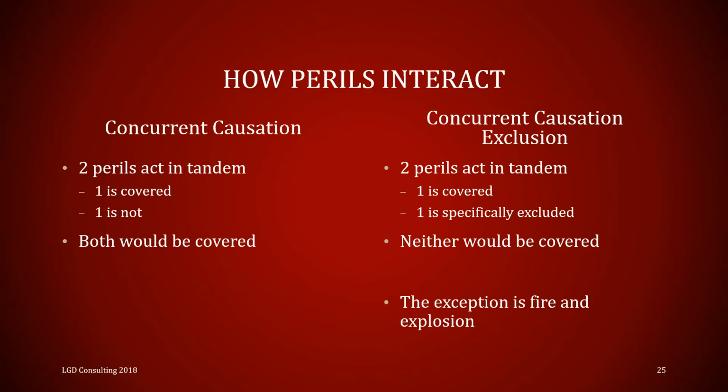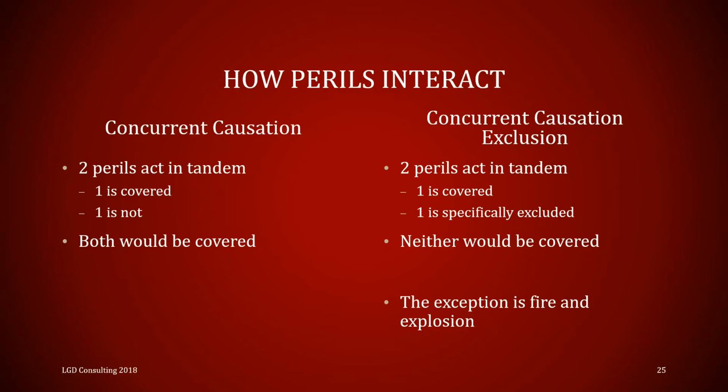Now, the other side is we have a concurrent causation exclusion. So again, we have two perils acting in tandem, right? One is covered, but now one is specifically excluded. In this case, neither would be covered.